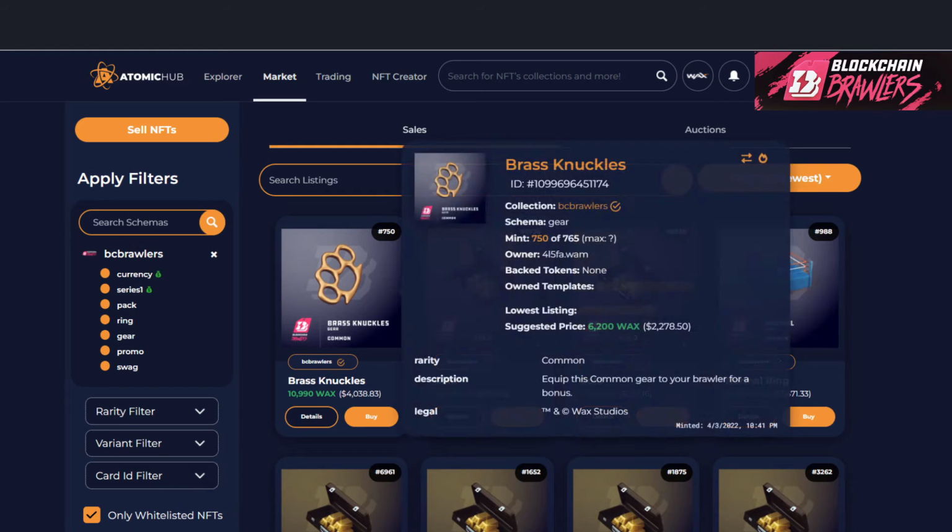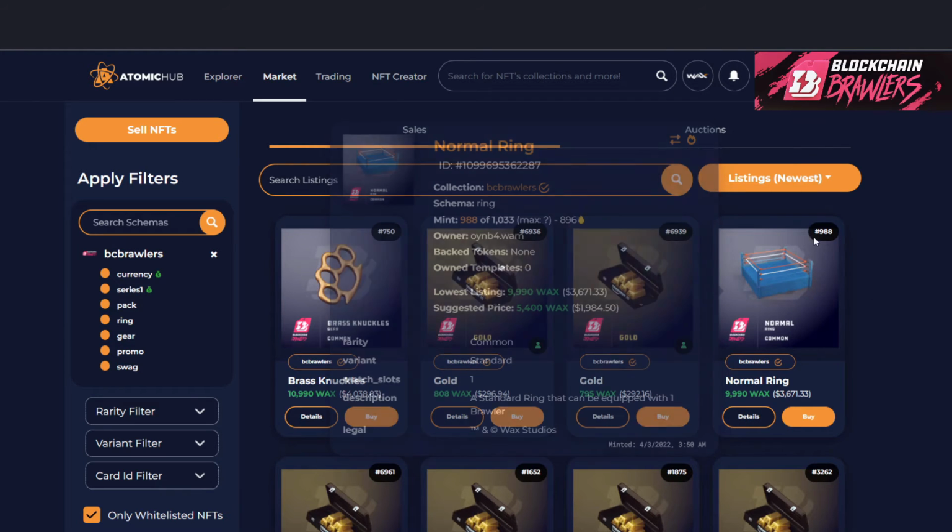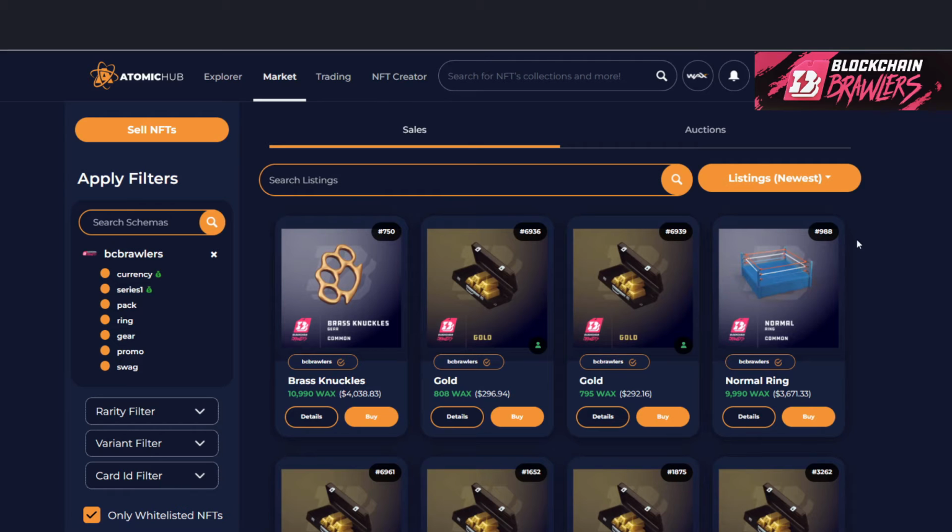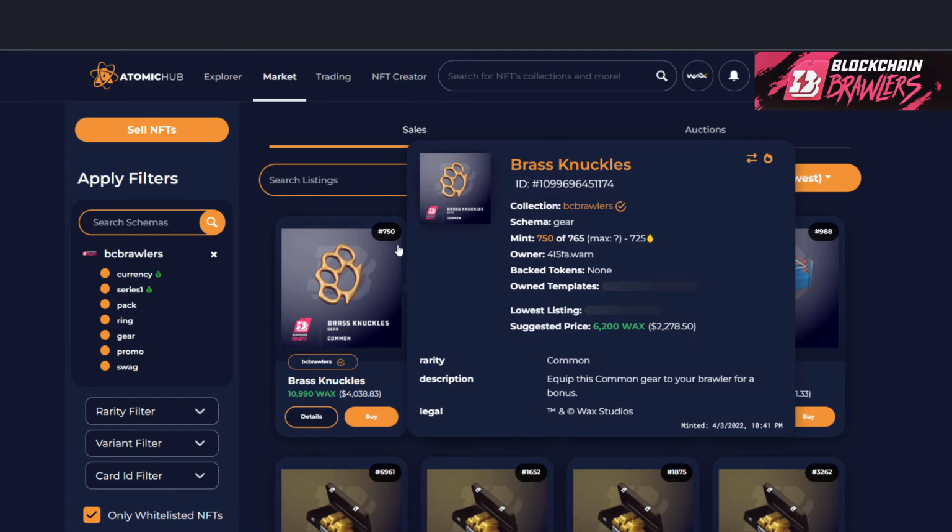And as we can see, brass knuckle and normal ring, sure, the mint number is high. This is way too high for the initial drop, because the initial drop is 750, and that's 750 for a lot of rarities. In this case, brass knuckle says 750, so this must be an old item, right? The answer is no, because I think they pre-minted about 700 brass knuckles. So I know 750 is a new brass knuckle. And at the same time, look at that, 725 has been burned. That means we have quite a few numbers.